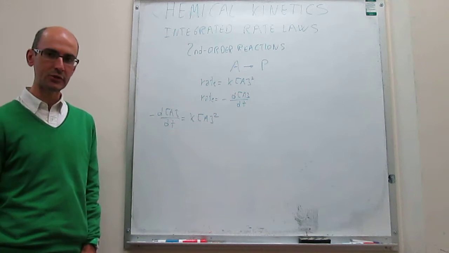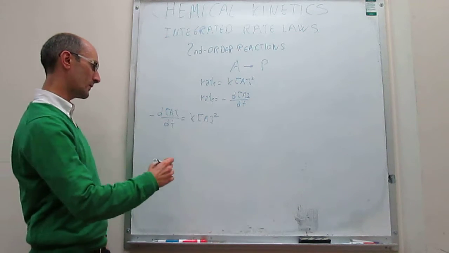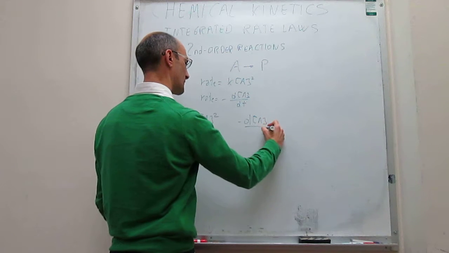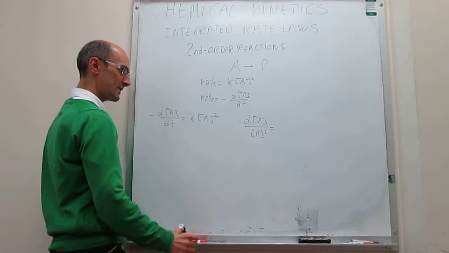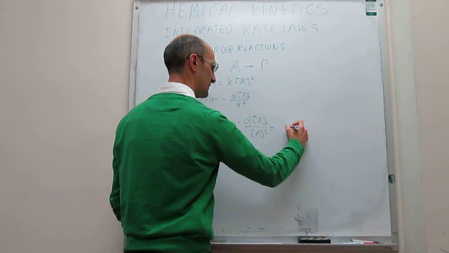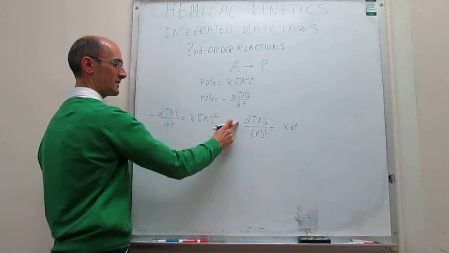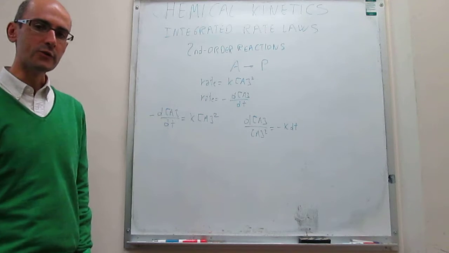It's a differential expression that we're going to integrate first by separating variables. So I put concentrations on the left-hand side of the expression, and time on the other side of the expression, differential of t. I can change the sign of this, and then that, and now I'm ready to integrate.